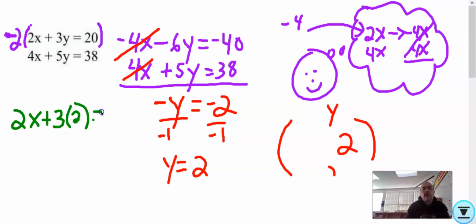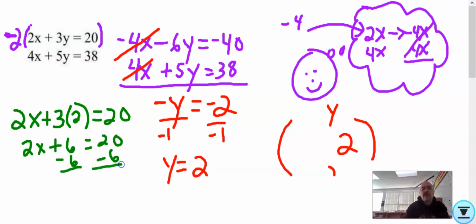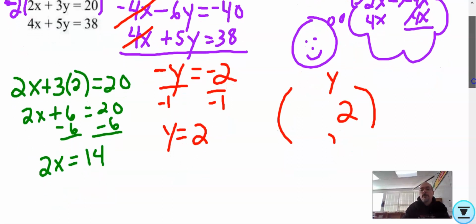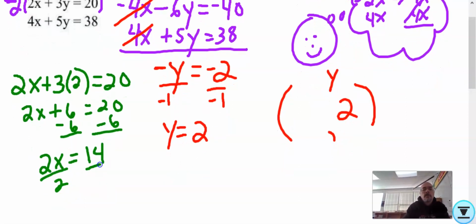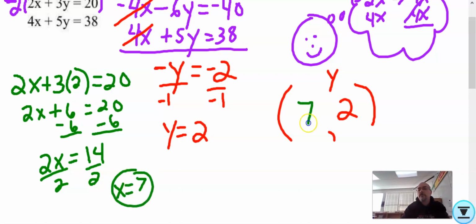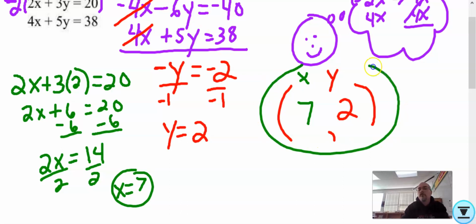So 2x plus 3 times 2 equals 20. Okay, I'm going to do my algebra and solve. If I'm going too fast, hit the pause button or rewind. Okay, I find out that x is 7. There's my answer, folks. Those two lines cross at 7, 2.